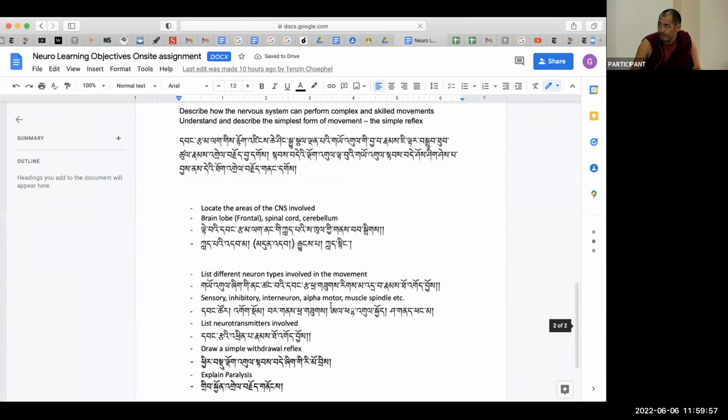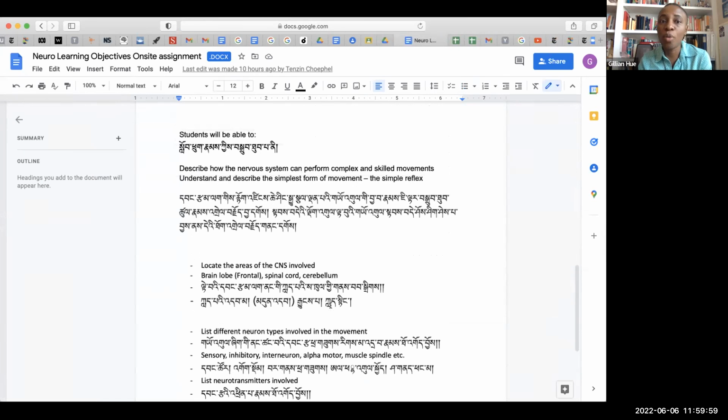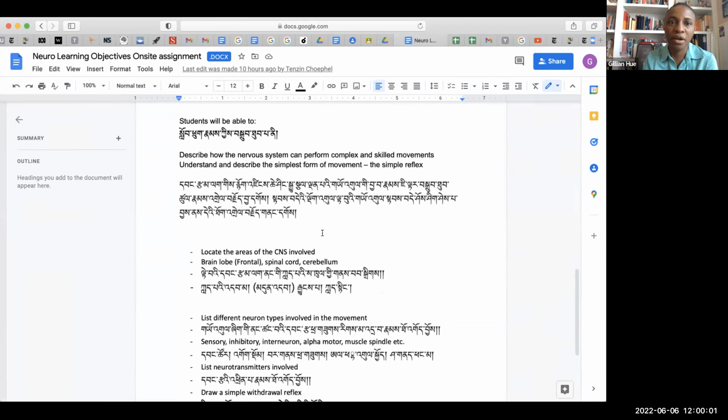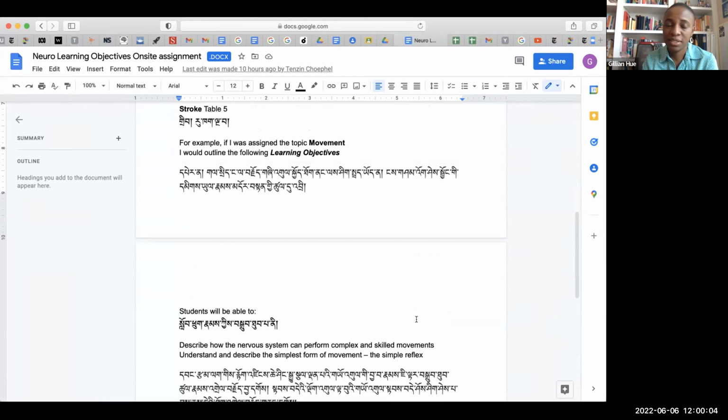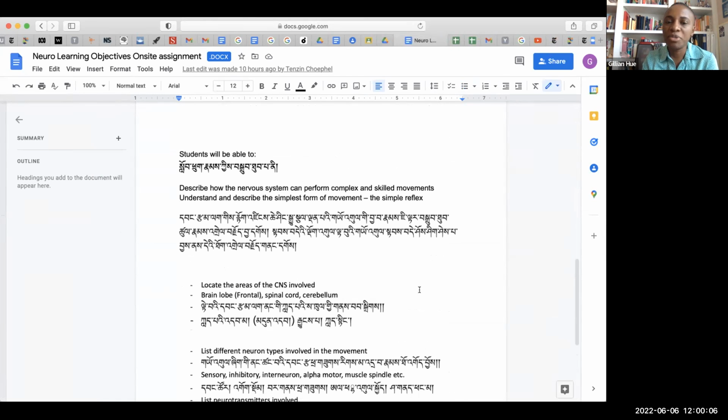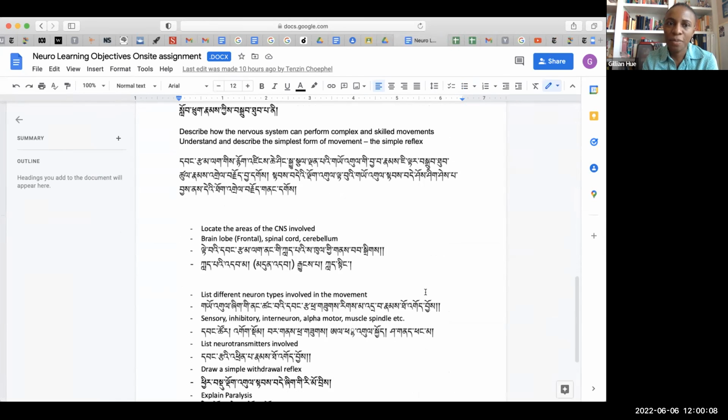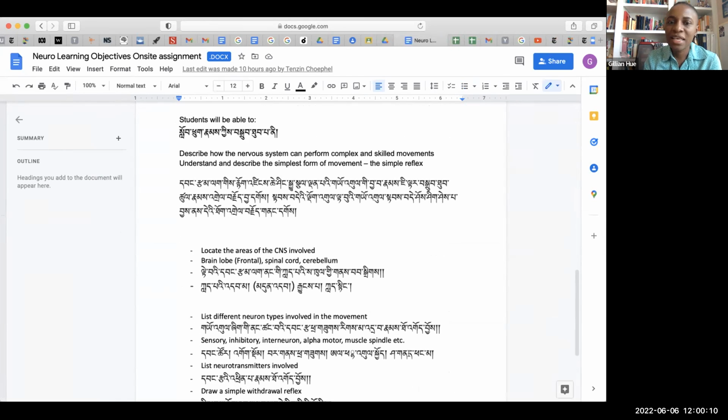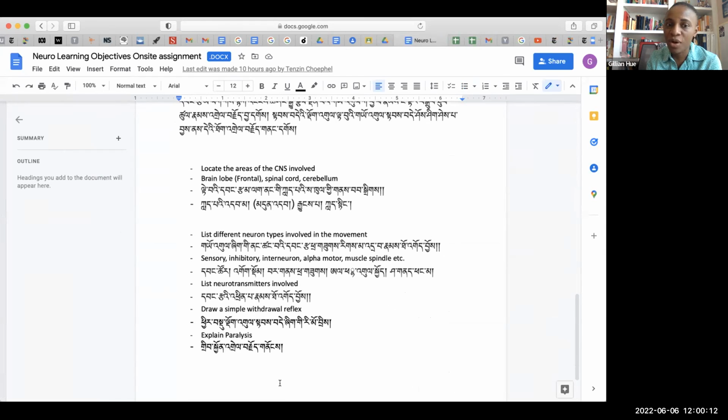Okay, so if we go back to my example here of movement and the learning objectives that I have outlined, I would say all of these things that I want to teach would take about 2 weeks.